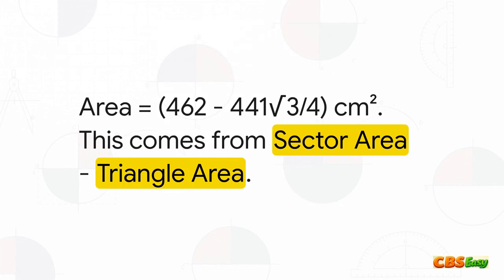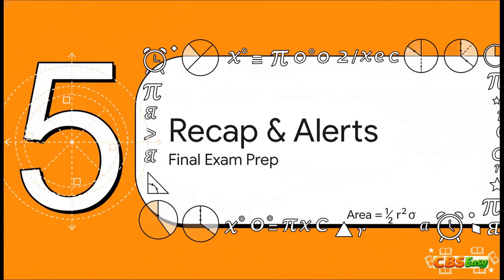So, once we've calculated the sector's area using our formula and the triangle's area using a bit of trig, we do the final subtraction. Sector area minus triangle area. And that gets us to our final answer, right here on the screen. A quick tip, always double-check if the question wants you to leave root 3 as it is or substitute its value. Whew, okay, that was a lot.